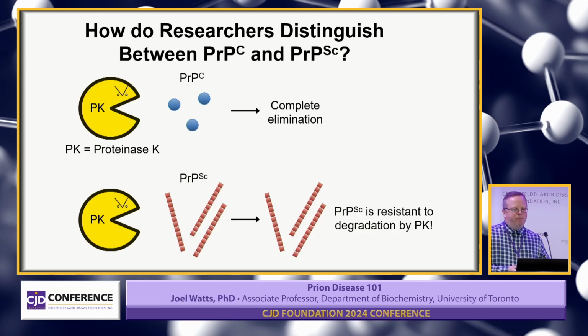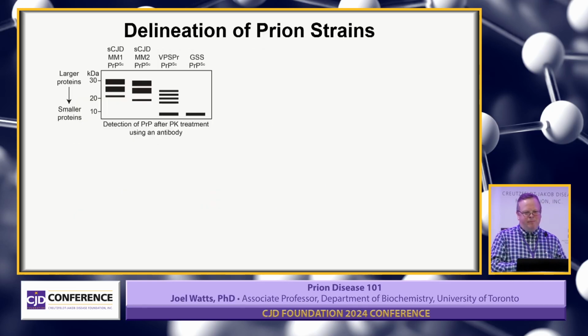However, when Pac-Man PK encounters PrPSc, because these are aggregates of proteins where you have many copies of the same protein stacked upon each other to create one of these big rods, it doesn't fit in the enzyme's mouth anymore. And therefore, it cannot chew this up. And so we use this enzyme to distinguish biochemically between PrPC and PrPSc.